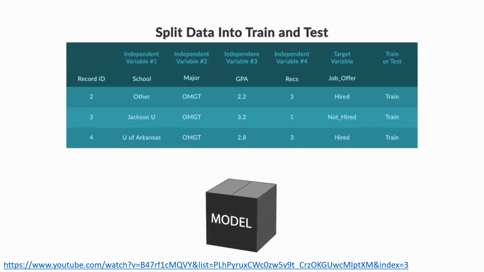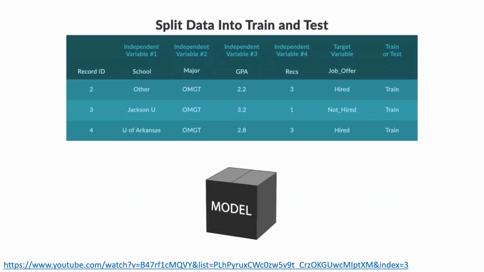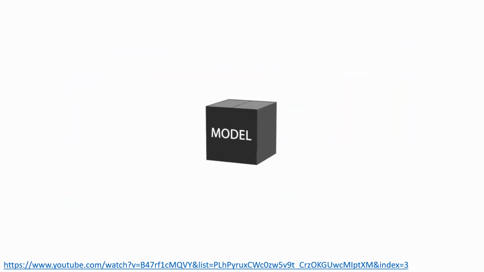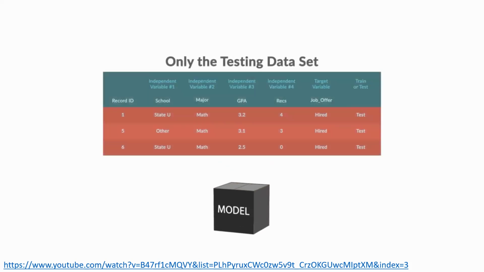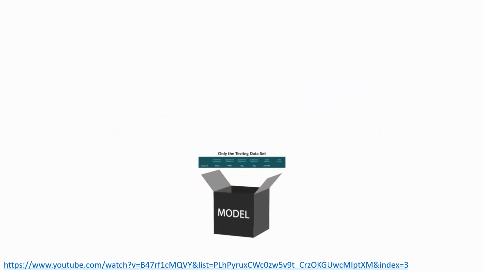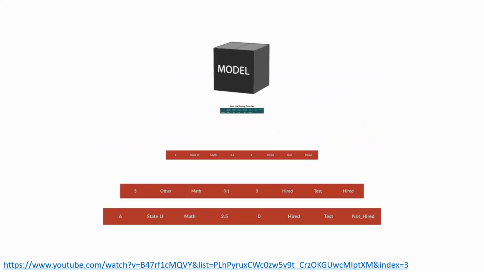Number 4, we build a predictive model using our trained data set. Our model functions a little bit like a black box. We put all our independent variables into it, and out pops a prediction of hired or not hired. We then remember our test data set. We take our model and put each row in our test data set into the little black box and write down what the prediction is.